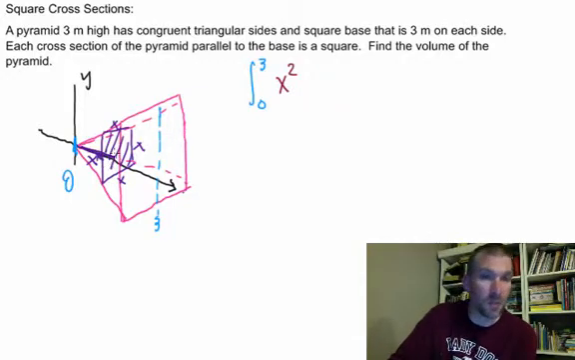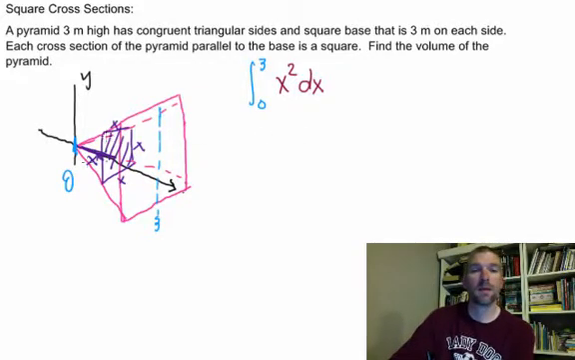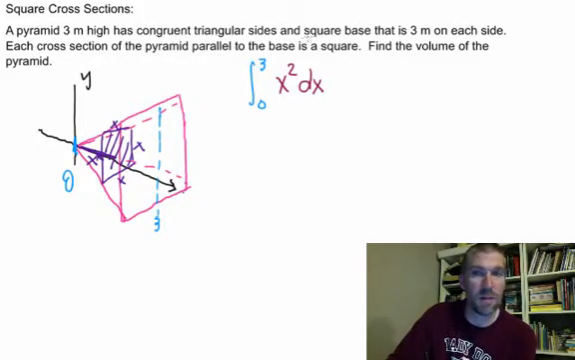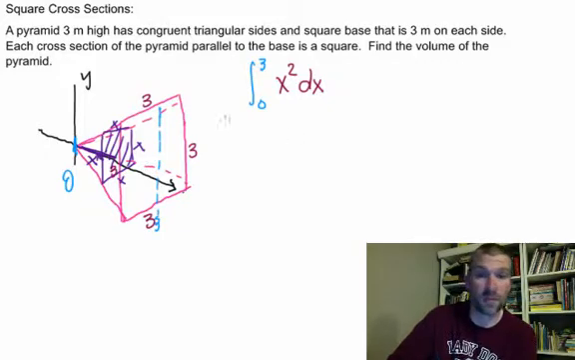And then we also need to multiply by the width of each square, so that would be dx. Okay. And how do I know that each one of these is x units in length? Because I know that I've got congruent triangular sides and a square base. It's 3 meters on each side. So if my base comes down here to 3, this guy's 3, this guy's 3, this guy's 3, this guy's 3. So everything is all in relation for this particular setup.